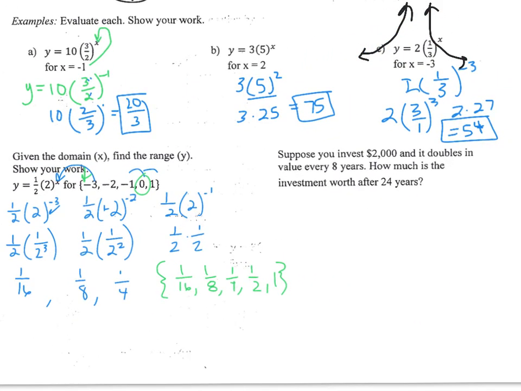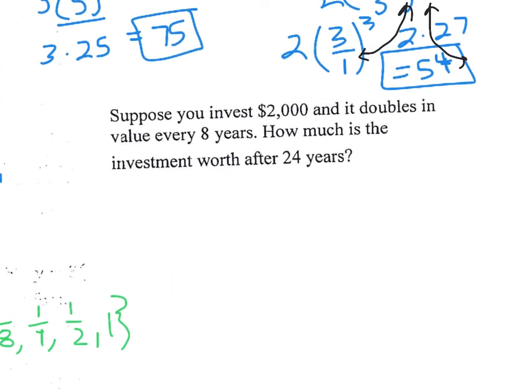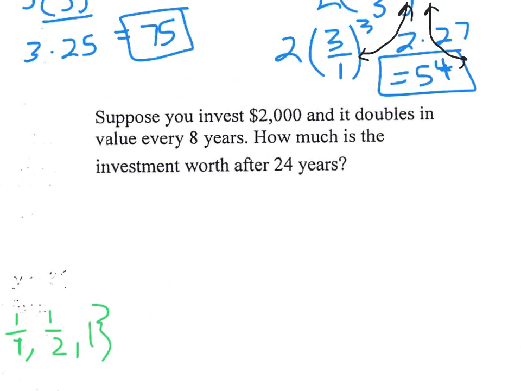Okay, suppose you invest $2,000 and it doubles in value every 8 years. How much will the investment be worth in 24 years? Because it's doubling, this is an exponential situation. So if it's doubling, tripling, halving, it's going to be exponential.